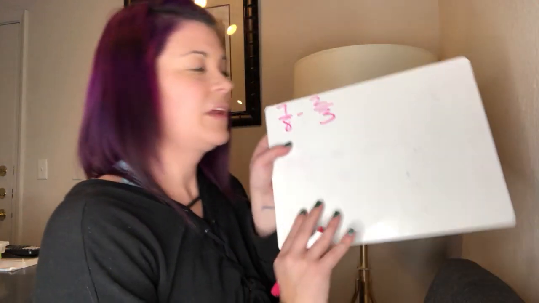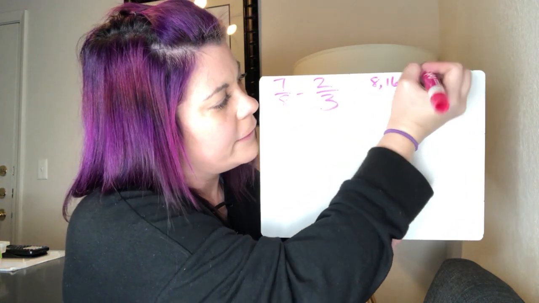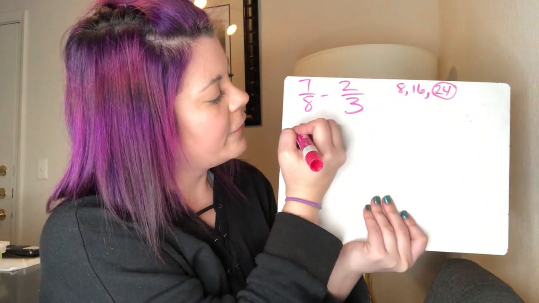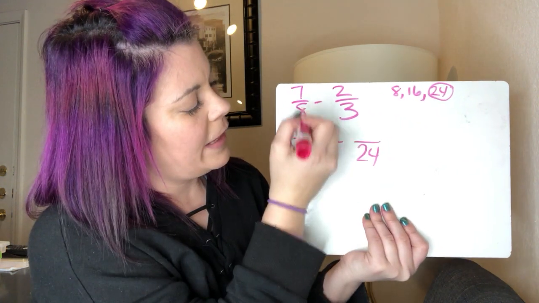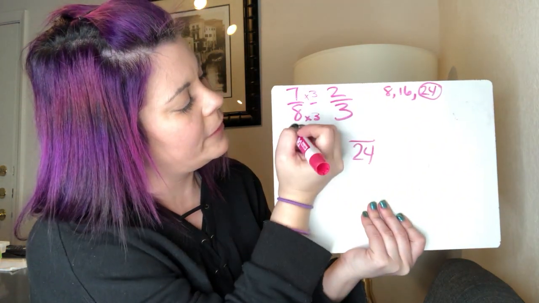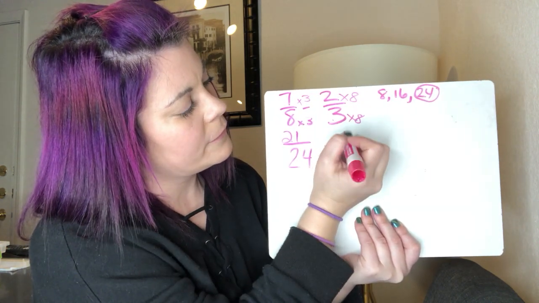Okay, let's do subtraction. Subtraction's the same way. All you do is subtract the numerators instead of adding the numerators. So 7/8 minus 2/3. So we need to find a least common denominator. So I'm going to take the 8 and start listing its multiples. 8, 16, 24, and I notice that 24 is a multiple of 3 as well. So that means that my denominator is going to be 24. Well, 8 times what gave me 24? 8 times 3 gave me 24, so I have to do that to the top. 7 times 3, 21. 3 times 8 gave me 24, so 2 times 8, which is 16.